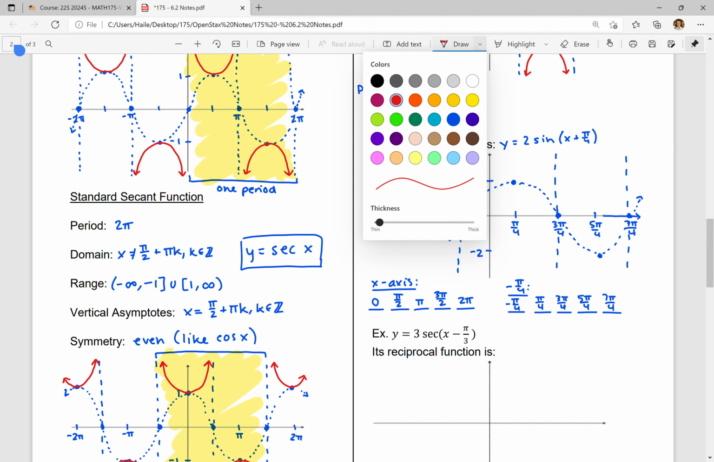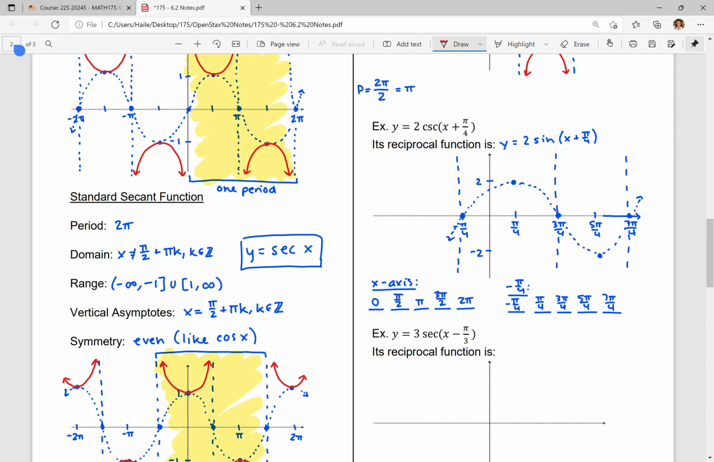So again, I'm going to switch colors for your ease of viewing. So we're going to have an arch everywhere that we have a maximum or a minimum on the sine curve. So our cosecant curve will look like these red arches that I've just drawn in.